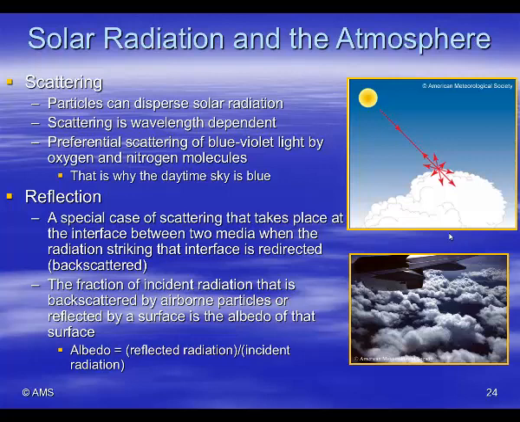First we have scattering taking place, so the particles can disperse solar radiation. And the scattering is wavelength dependent. There's more scattering of blue light by oxygen and nitrogen molecules, which is what our atmosphere is made of. That's why we have a blue sky. Whenever we have an interface between two media, so for instance air and a cloud, we'll get some reflection. The amount of reflected light divided by the amount of incident light equals the albedo.